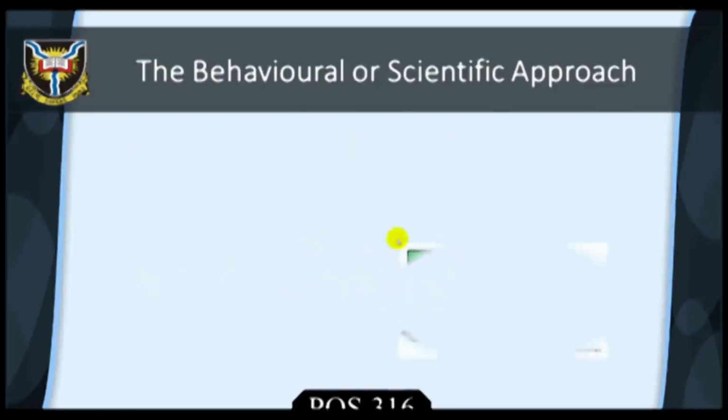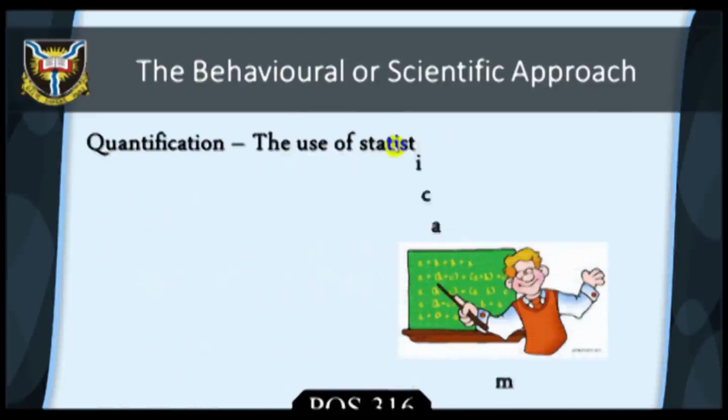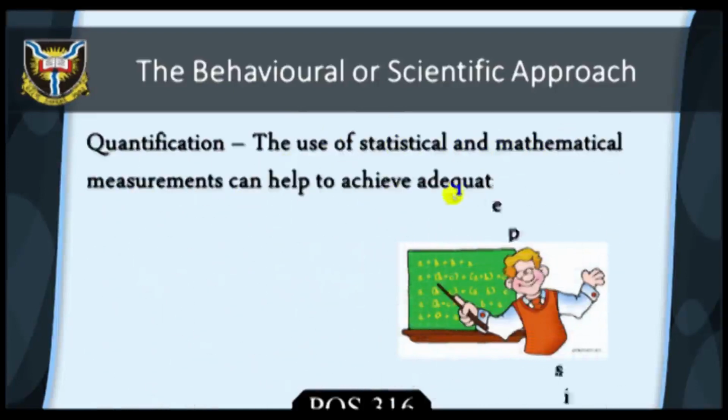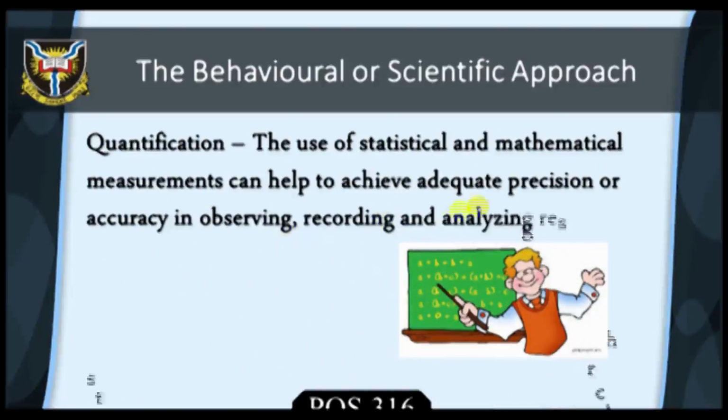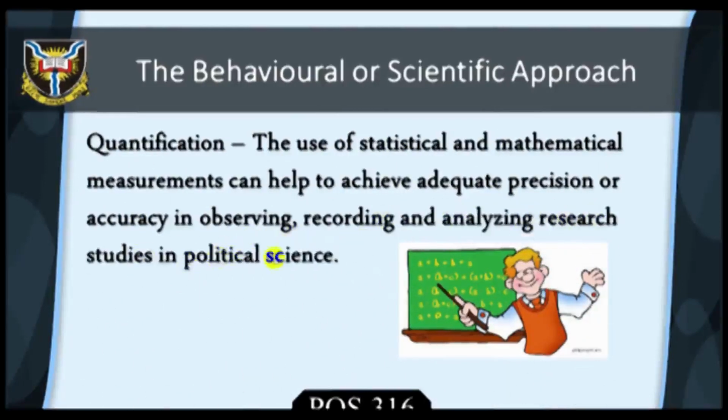Quantification. The use of statistical and mathematical measurements can help to achieve adequate precision or accuracy in observing, recording, and analyzing research studies in political science. Therefore, there must be a shift in method from the qualitative judgment that dominated the normative philosophical approach to the quantitative measurement associated with the natural and physical sciences. However, this is not to say that the qualitative methods are no longer relevant. It should be noted that they are useful and relevant, particularly in view of specific objectives of research studies.